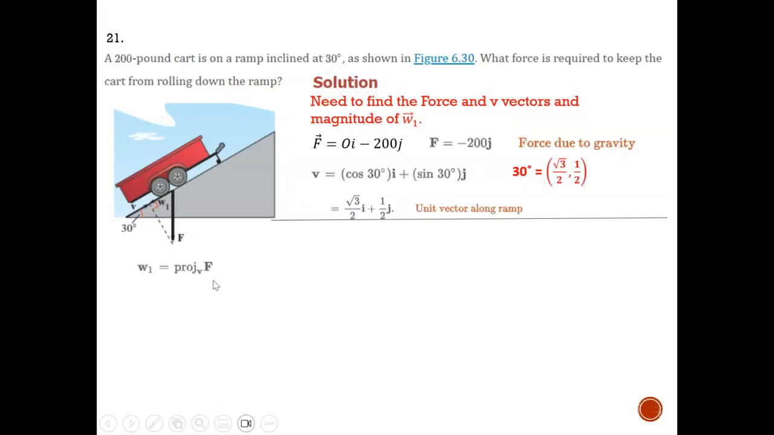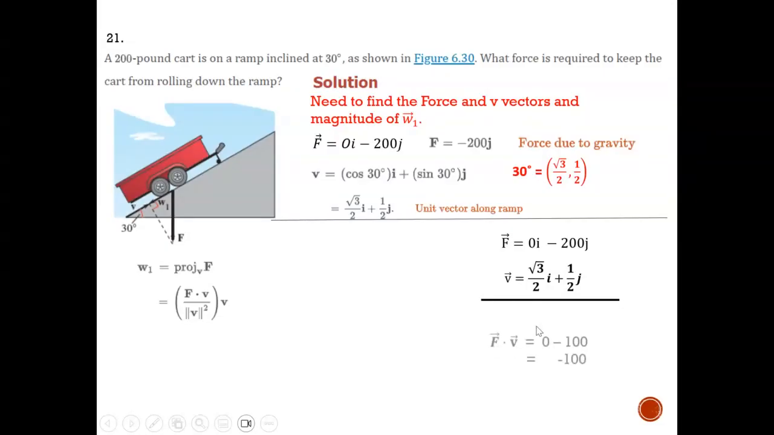For the projection of F onto V, there's your formula. So I'm going to find the dot product of F and V. My vector F is 0i minus 200j, and vector V is the square root of 3 over 2 i plus 1/2 j. Remember the option? We multiply the i's, which is 0 times square root of 3, giving us 0, and negative 200 times positive 1/2 gives us negative 100. So negative 100 is the dot product of vector F and vector V.